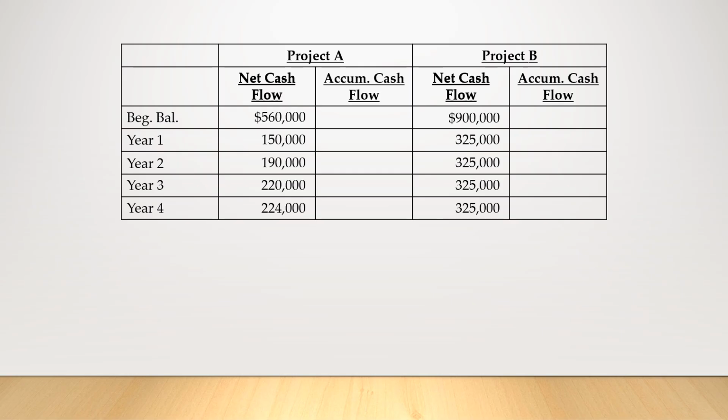For Project A, as soon as you make the purchase, you're $560,000 in the hole. But as of the end of that first year, after earning $150,000, you're only $410,000 in the negative. In year 2, you would earn $190,000, bringing the deficit to $220,000. Year 3's cash flow is $220,000. So by the end of that year, the deficit would be gone. 3 years is all Project A needs to recover its investment.